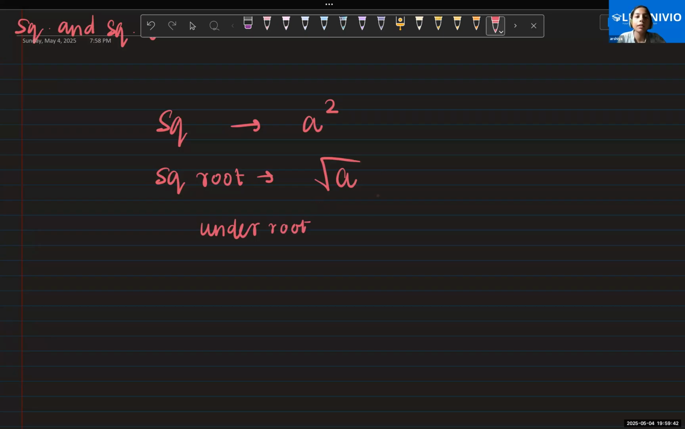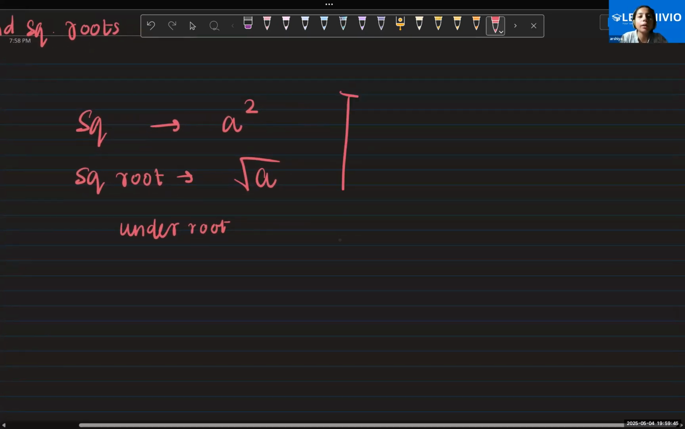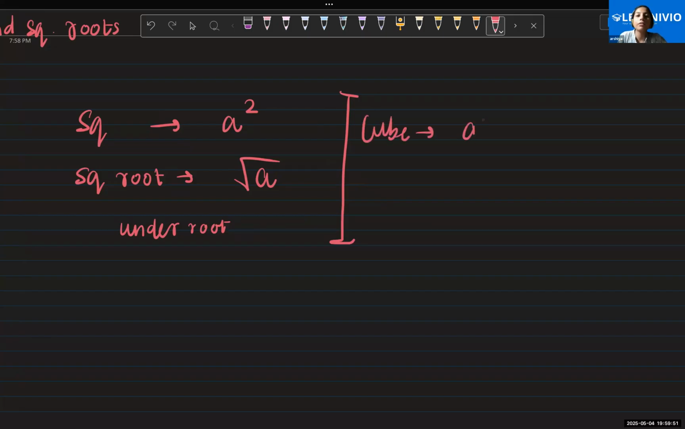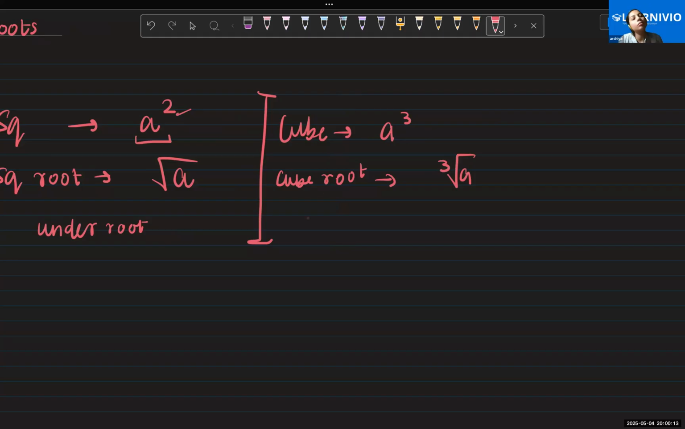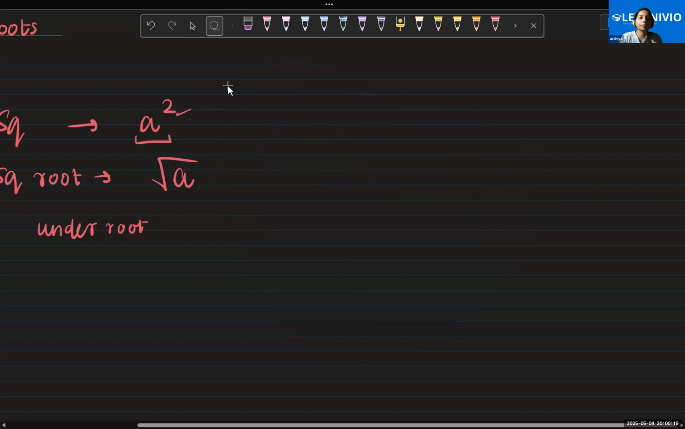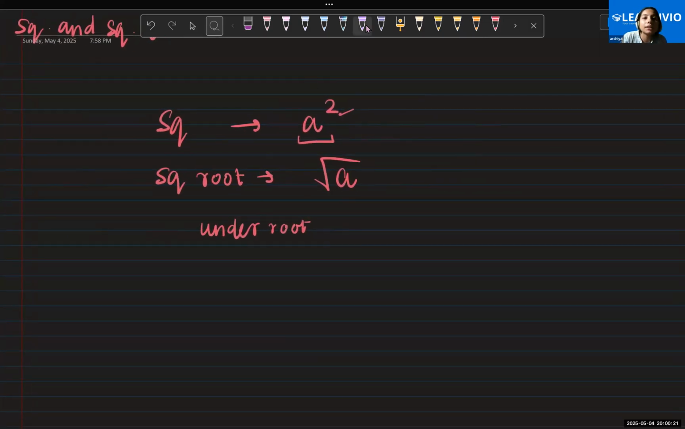Because the next chapter is cube, if we have cube, instead of 2 we'll have the power as 3. This is clear from the previous class, that this is the base and this is the power. Now if I say cube root, I will write it in the same way, but I'll make it a 3. But since we are doing square, I'm going to remove this. So let's start with the square.